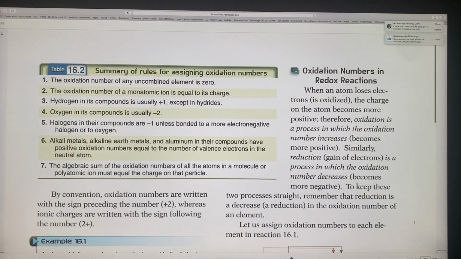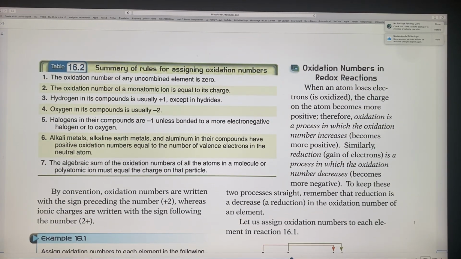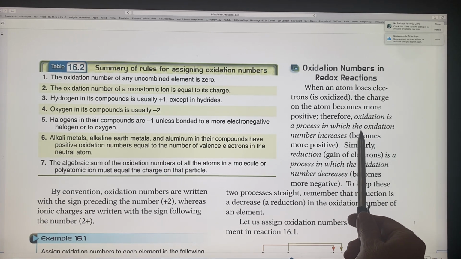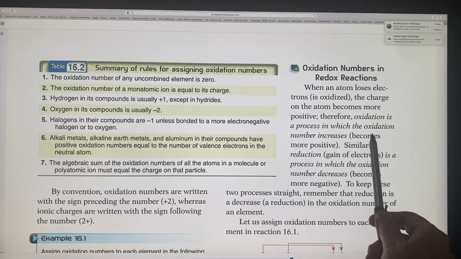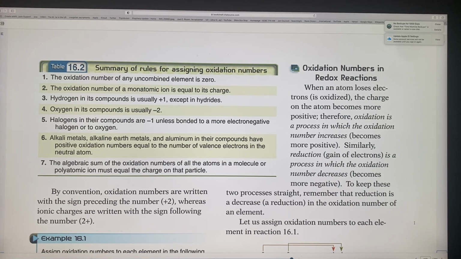So now we're going to go to the oxidation numbers in redox reactions here. When an atom loses an electron, it's oxidized, and the charge of the atom becomes more positive. Therefore oxidation is a process in which the oxidation number increases. So now we're going to look to see, does the number that we're giving it increase or decrease? If it increases, it's the oxidation process in which it is oxidized.